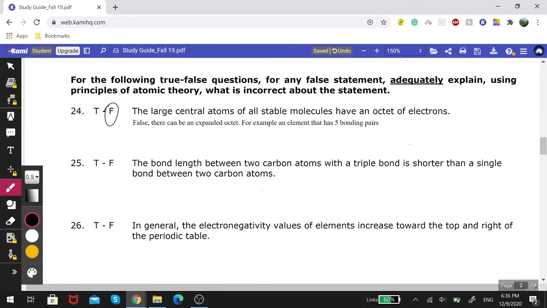Next one: the bond between 2 carbon atoms with a triple bond is shorter than a single bond between 2 carbon atoms. Right? A triple bond means a stronger bond, and a single bond means a weaker bond. Obviously, the stronger bond will have the 2 atoms closer together than the weaker bond. So this is true.